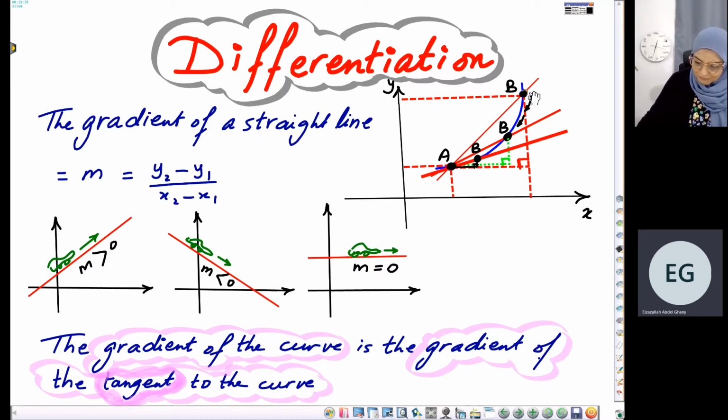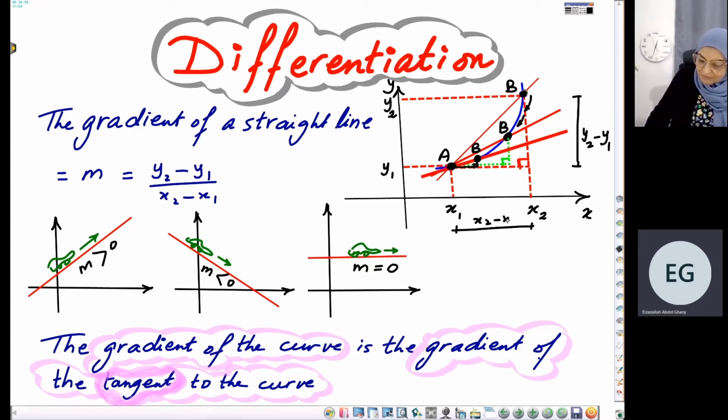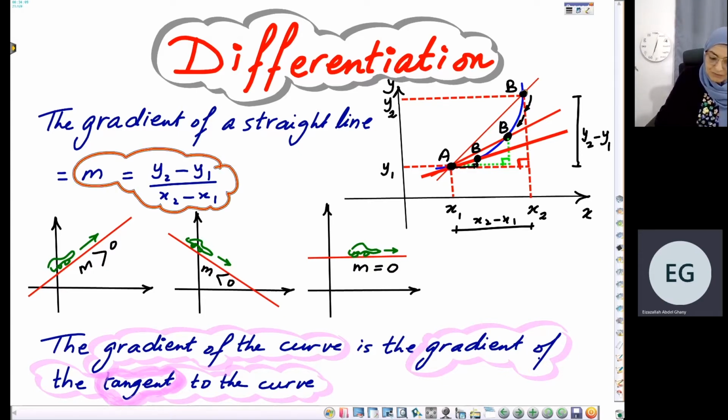This is the blue curve, and here is the line segment AB. We can find the gradient of the line segment AB. This is point x1, and this is x2. These are the x coordinates of points A and B. And here is the y coordinate of point A, and here is the y coordinate of B. To find this vertical height, it is y2 minus y1. To find this horizontal distance, it is x2 minus x1. So the gradient is y2 minus y1 upon x2 minus x1.